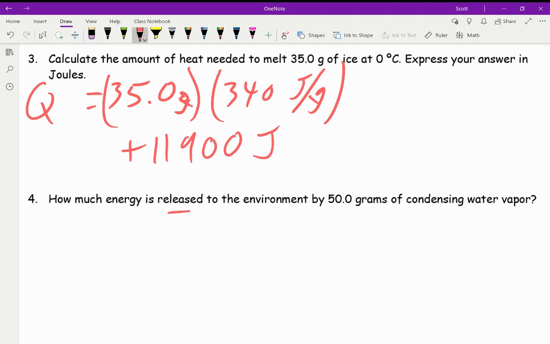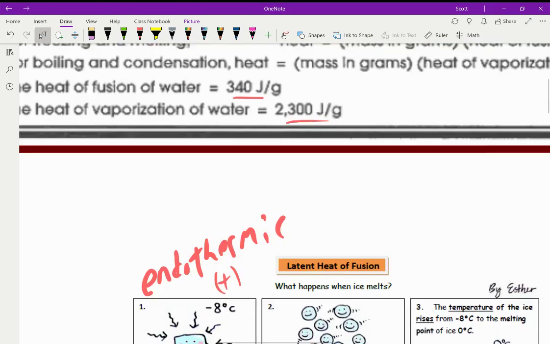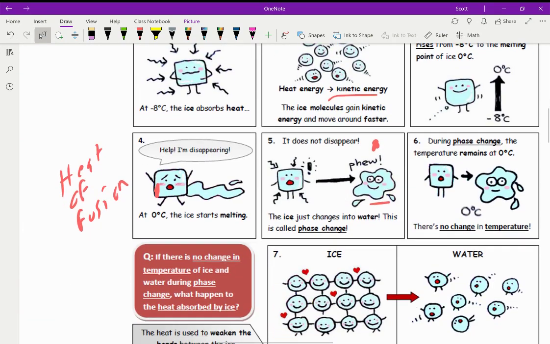When it becomes more orderly, it has to give off energy in the process, and it is exothermic. That's why if you're ever in a situation where there's lots of condensation, like a greenhouse, it's going to feel warmer because all that extra heat is being given off by the water to the environment. So in this case, then the Q will be 50 grams of water times the vaporization constant, which is 2,300 joules per gram.